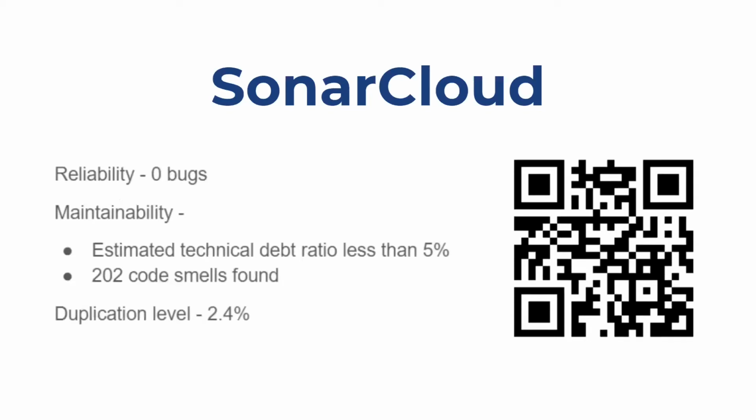Reliability bugs weren't found. Maintainability also has good results. It has less than 5% of estimated technical debt, and 202 code smells were found. About duplication level, it's about 2%. It's a normal level also.